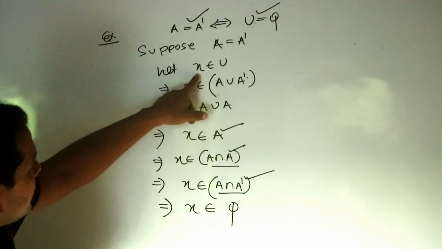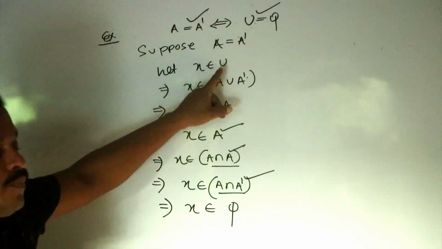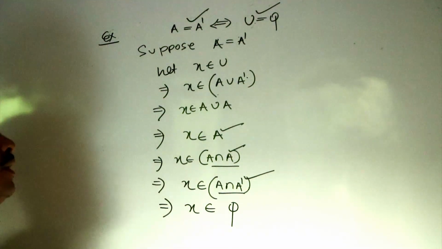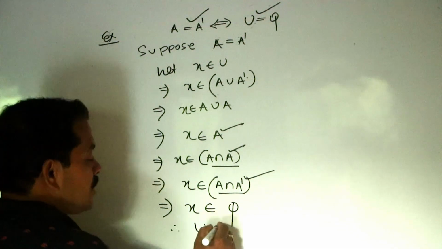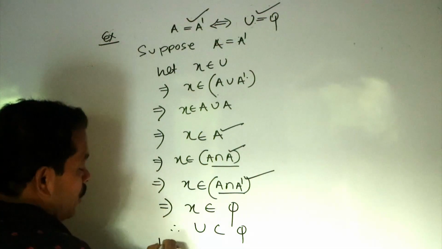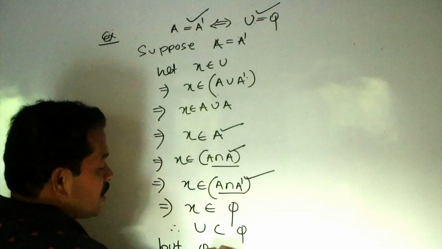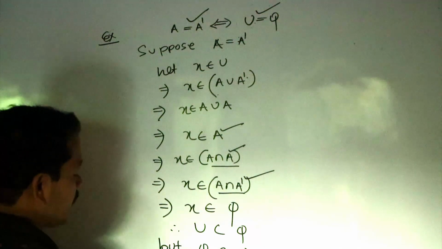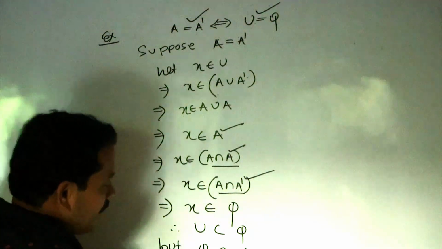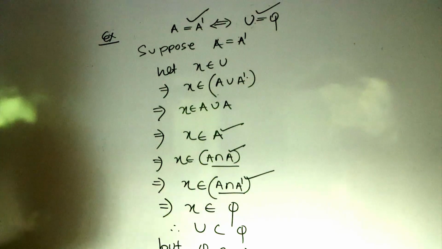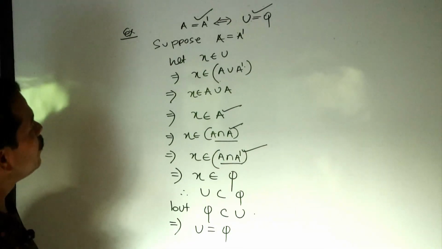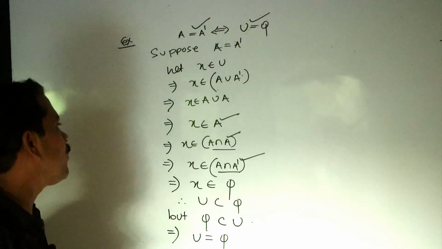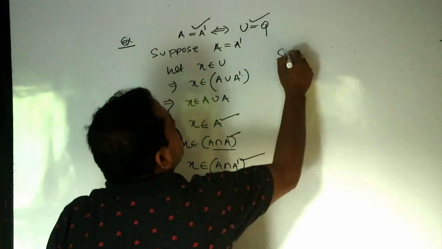We have taken that x is an element of U, but x belongs to phi. That means U is a subset of phi. But we know that phi is a subset of every set, so phi is also a subset of U. This implies U equals phi. This is one part. If you take A equals A dash, you have proved that U equals phi.